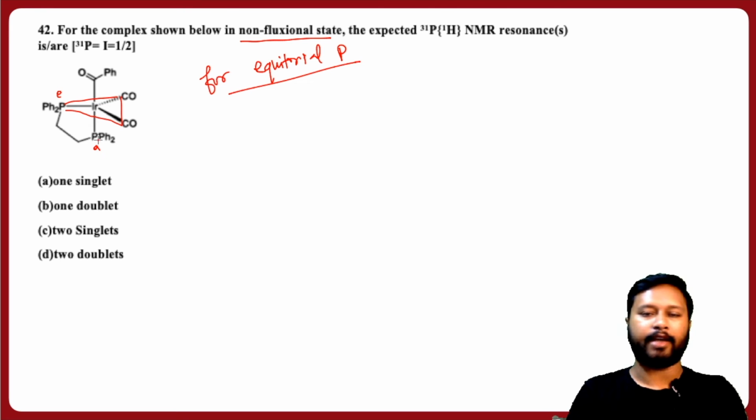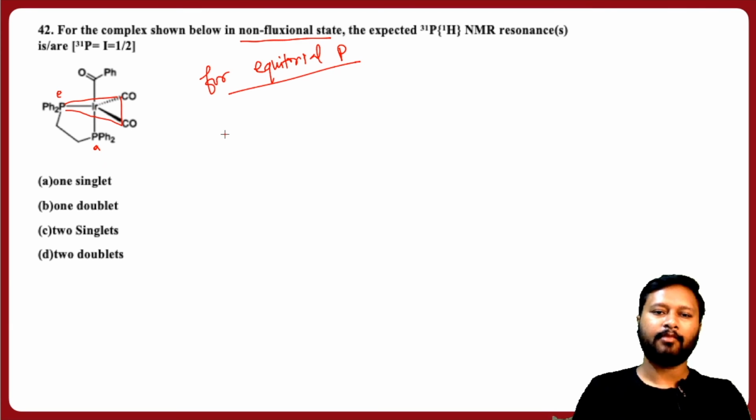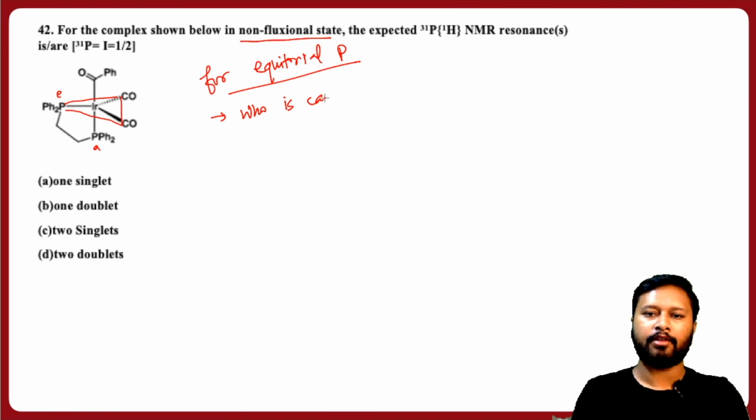This is not adjacent to it, but it is 2 bonds away. If something is at least 2 or 3 bonds away, it can cause a splitting in inorganic spectroscopy. That I will discuss in the upcoming videos. That is called coupling, 2J coupling, 3J coupling. For now, you just have to understand that it is 2 bonds away, so it can cause splitting. So who is causing the splitting? That is going to be phosphorus of type A, or you can say axial phosphorus.